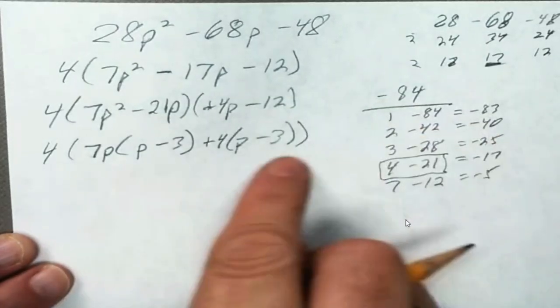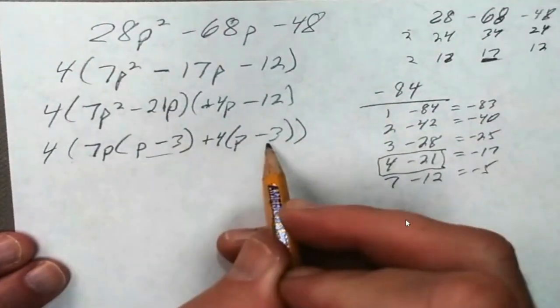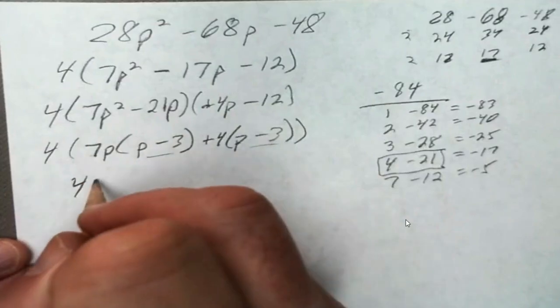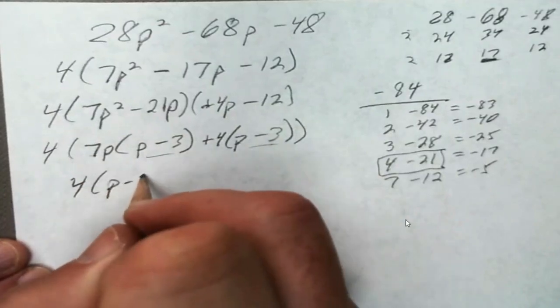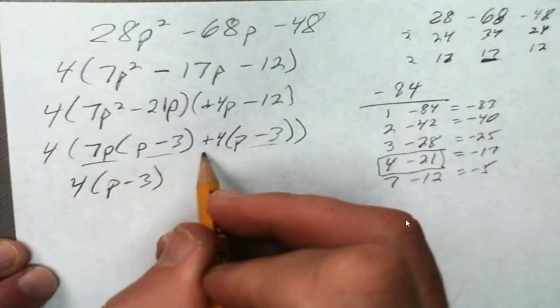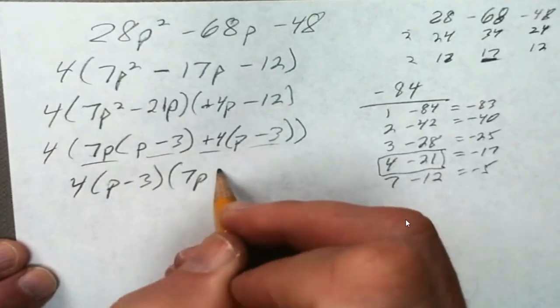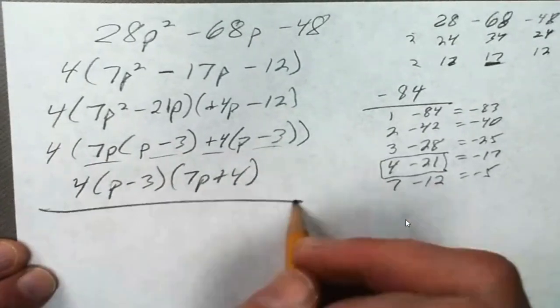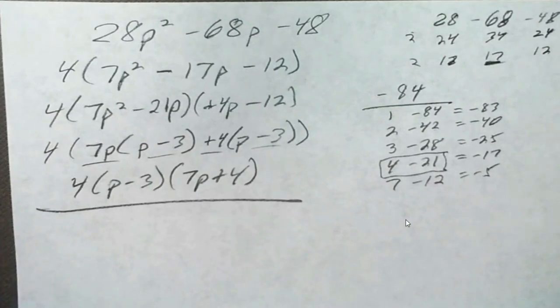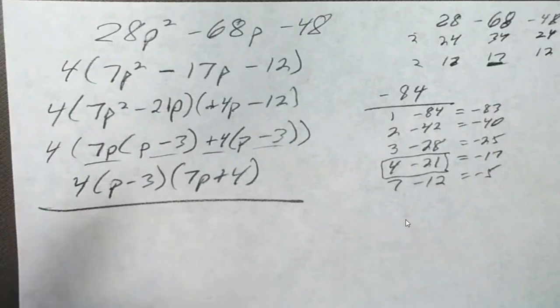And then all of that's being multiplied times 4. So I got p minus 3 in both of these. So I got 4 times p minus 3 times 7p plus 4. That's what it factors down to. 4 times p minus 3 minus 7p plus 4. I'll give you a moment if you're copying that down.